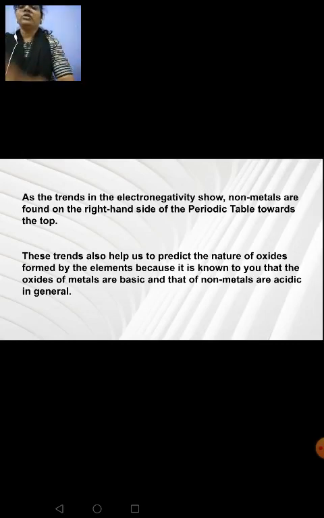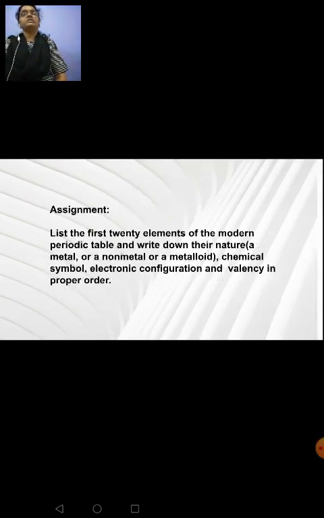And as I told you earlier, I have given an assignment. This is compulsory. You all will do this. I want you to do it in a tabular form. I want you to draw columns, and I want you to write the first 20 elements. You have to learn them thoroughly. It's very, very important. So you will learn the elements from atomic number 1 to 20.